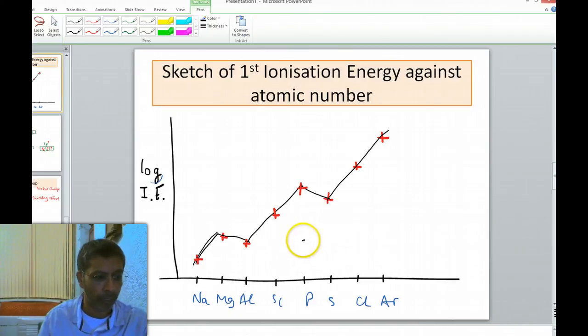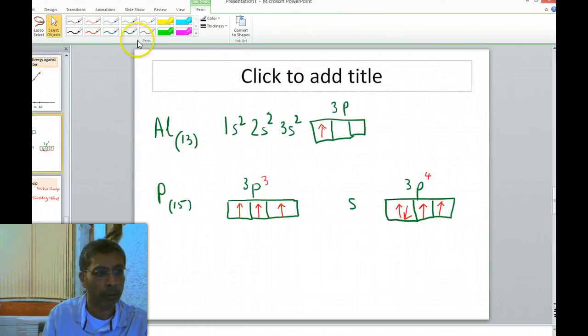Right, let's see if we can explain the reasons why there's a drop there and there. Why is it easier to remove an electron from aluminium compared to magnesium, and why is it easier to remove an electron from sulfur compared to phosphorus? For this, we need to be able to look at the electrons in boxes, the electron arrangements. So in your explanation, draw this.